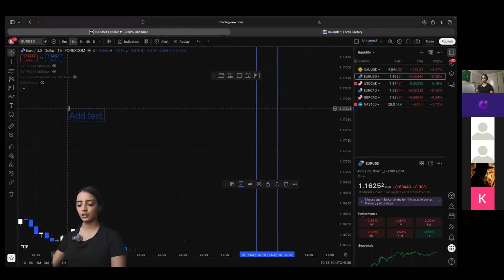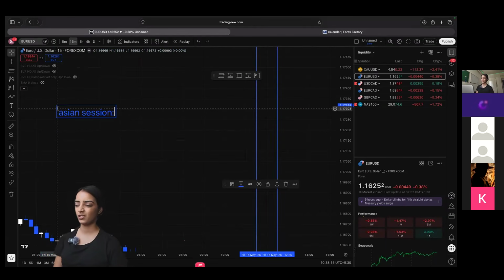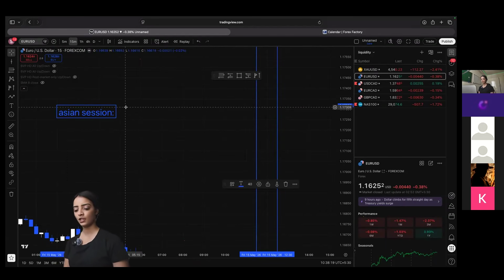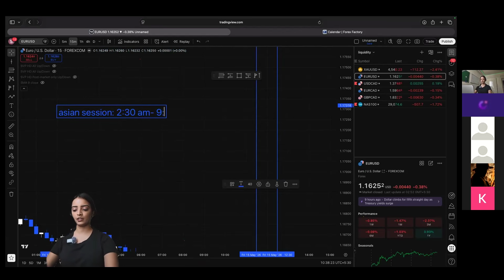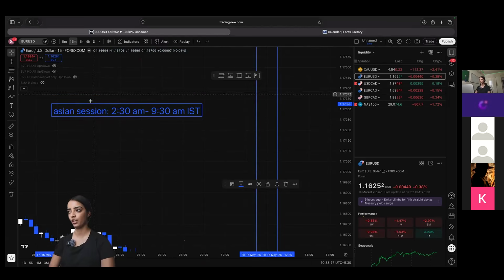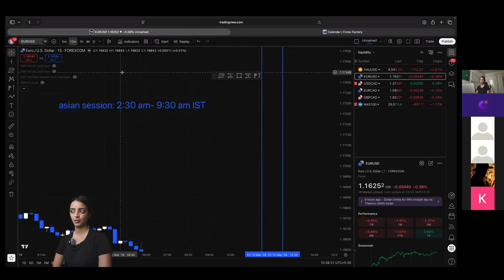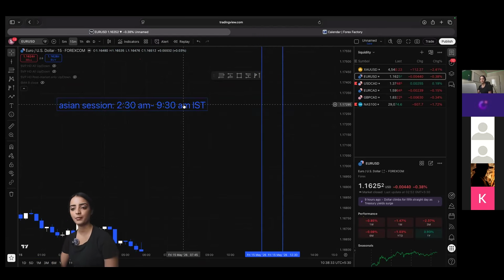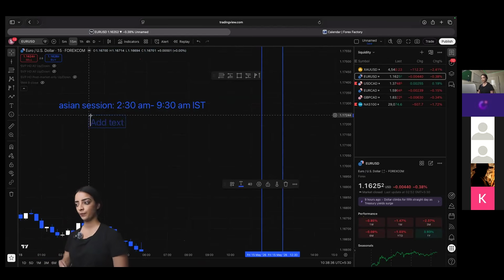So now let's talk about the Asian session. This is another important session. You can call this the Tokyo session, call it whatever you want to, but this is somewhere around 2:30 a.m. to 9:30 a.m. Indian Standard Time. Wherever you live, please change it according to that. So this area is going to be our Asian session. Let me repeat: 2:30 a.m. to 9:30 a.m. is going to be our Asian session.